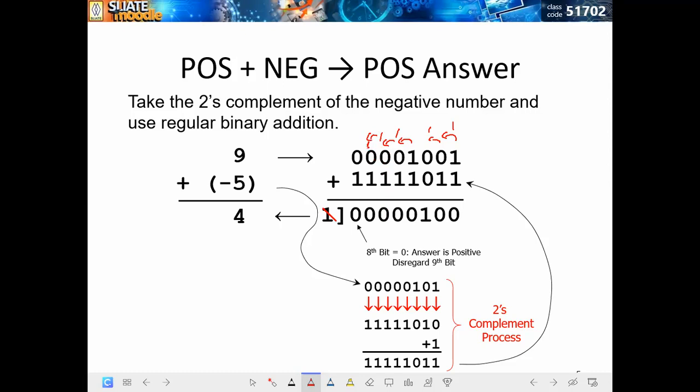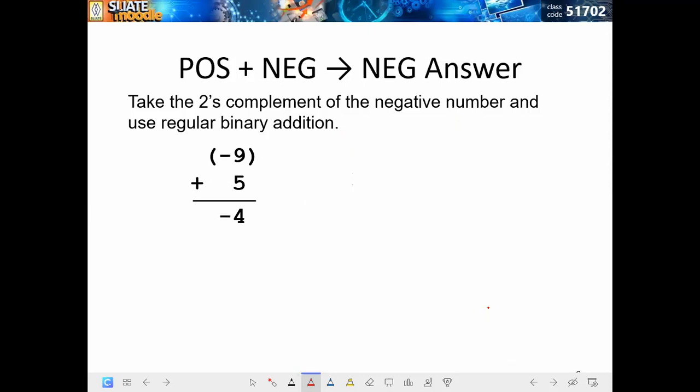Again, right, 1 plus 1 is 0 and 1 is carried forward. Then 1 plus 1 is 0 and 1 is carried forward. Right. So the thing is, if you get 0 for this 8 bit, then we are going to disregard the 9 bit. So we will see the next one.